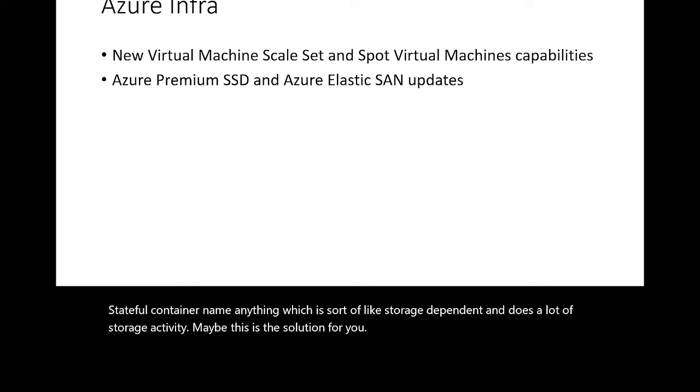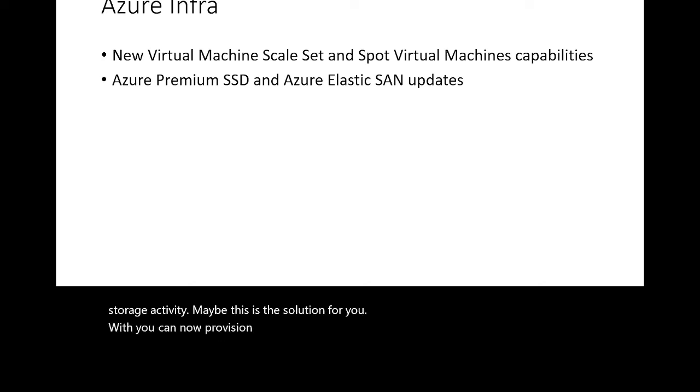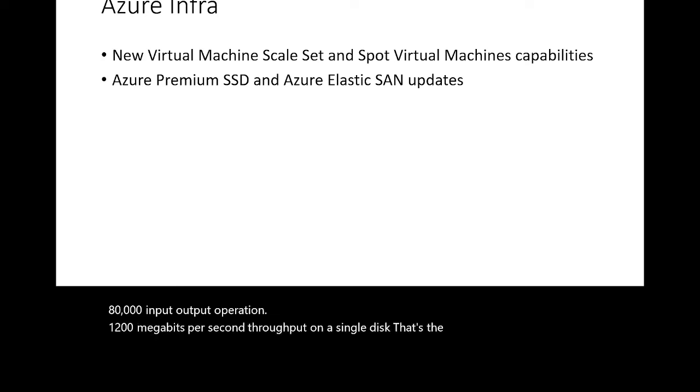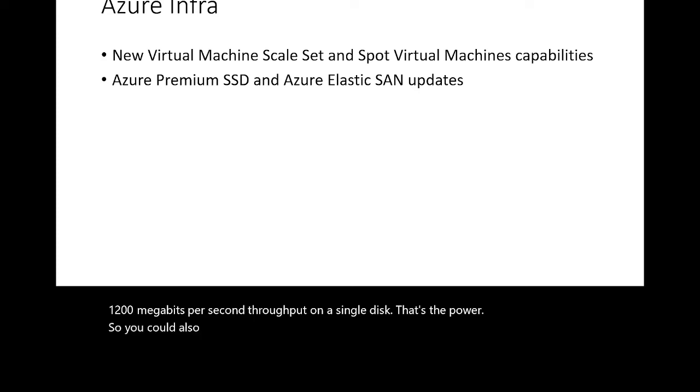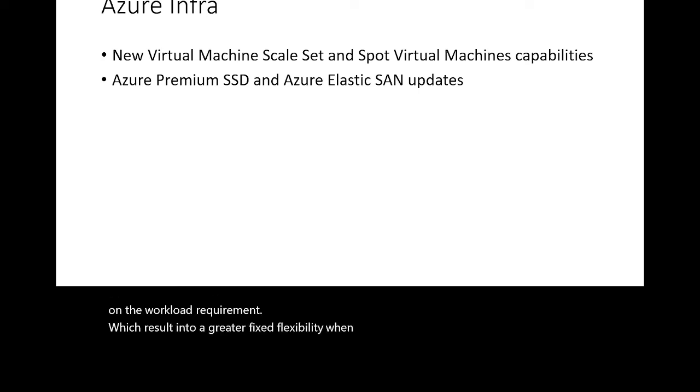With this, you can now provision up to 64 TB of storage capacity with 80,000 input output operations and 1,200 megabits per second throughput on a single disk. That's the power. You can also separately provision disk storage capacity, IOPS, and throughput based on the workload requirement, which results in greater flexibility when managing performance and cost.